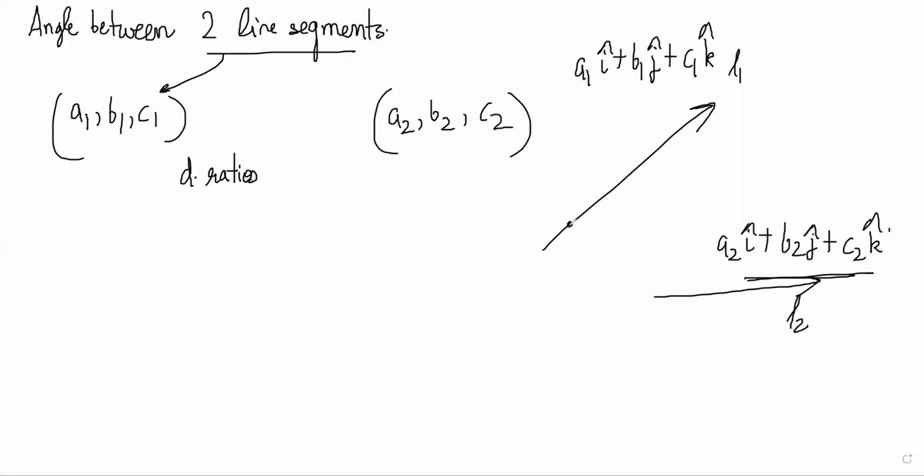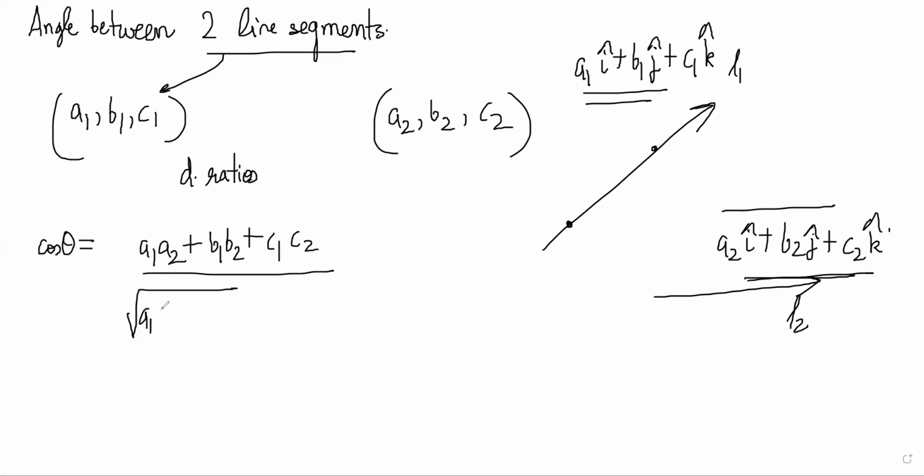Because direction ratio tells us the difference between 2 points on it. So that is the direction of the line. Are you understanding what I'm saying? Yes. So obviously, the angle between the lines, cos theta, would be the dot product of these two vectors divided by the mods. So it will be a1 a2 plus b1 b2 plus c1 c2, divided by root over a1 square plus b1 square plus c1 square, into root over a2 square plus b2 square plus c2 square.